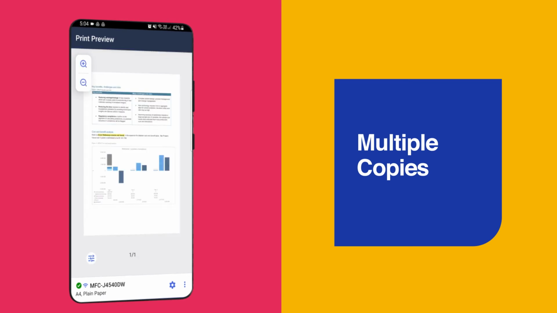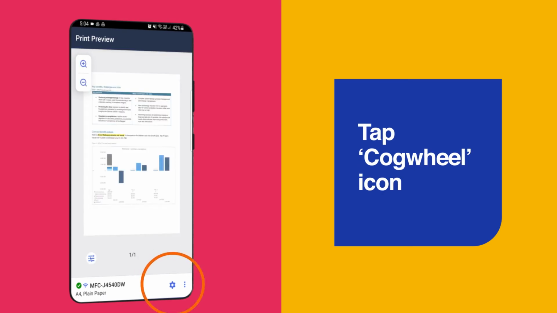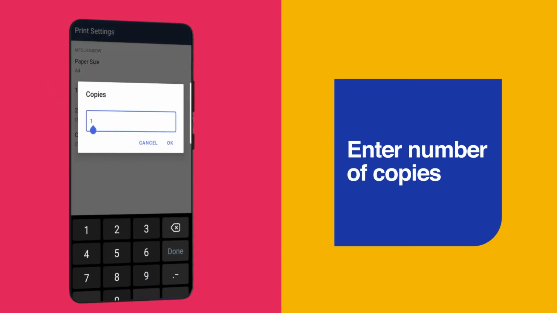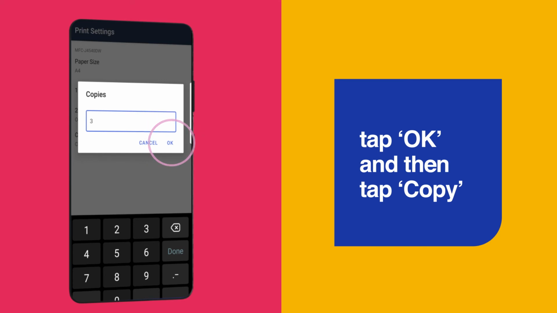If you would like to make more than one copy, tap the cogwheel icon. Then tap Copies. Enter the number of copies you would like to make. Tap OK, and then tap Copy.